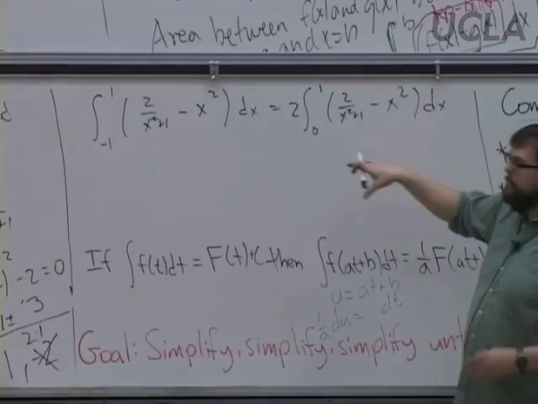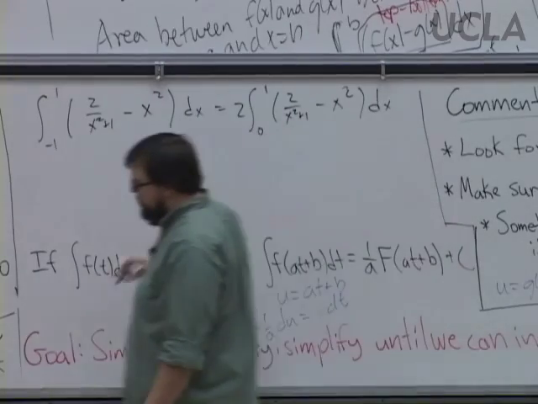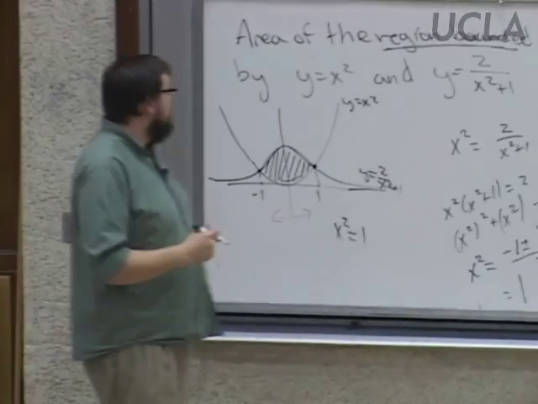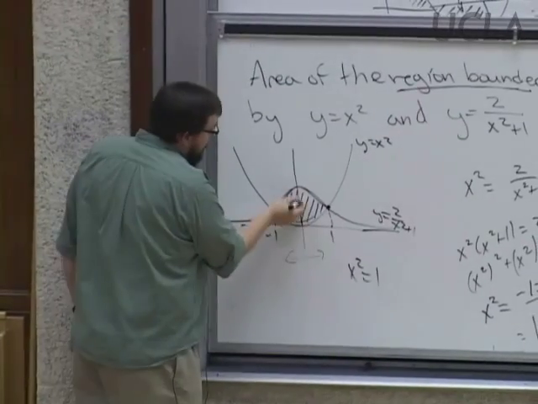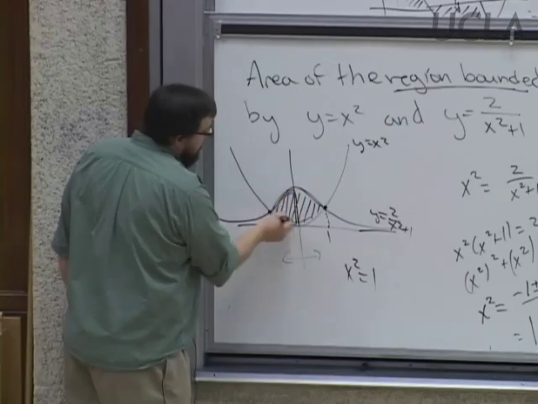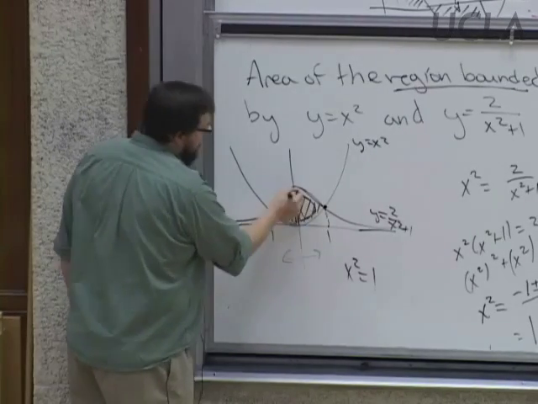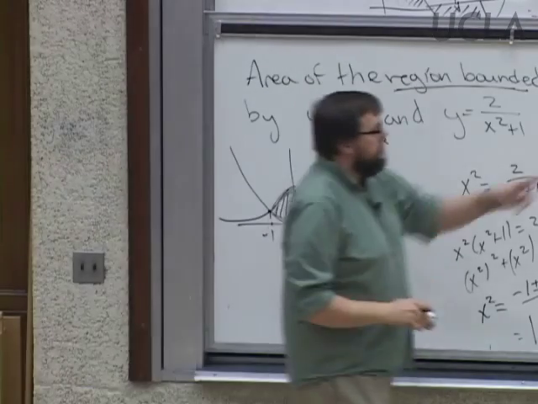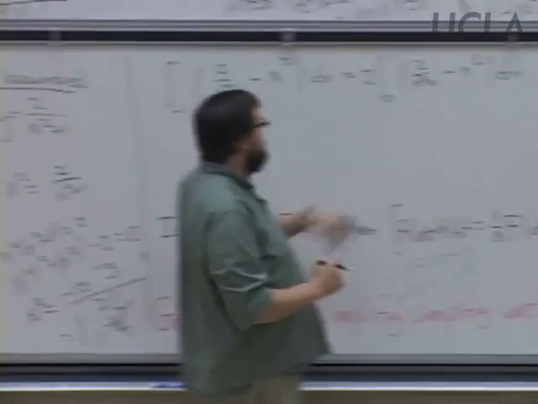Oftentimes, it's much easier when you have 0 as one of your bounds, just because for many functions, when you take the antiderivative and evaluate at 0, you get 0. And this is simply saying nothing more than, look, this area on the left is the exact same as this area on the right. So if I just find one of the two and double, then I'll get what I want. So let's actually save ourselves a step and do that.